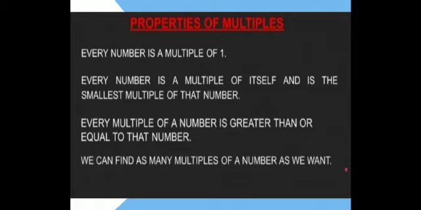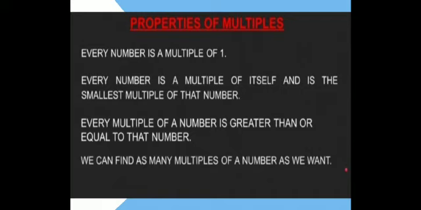Now let's discuss the properties of multiples. The first property is every number is a multiple of 1. It means all the numbers come in the table of 1. So that's why every number is a multiple of 1.